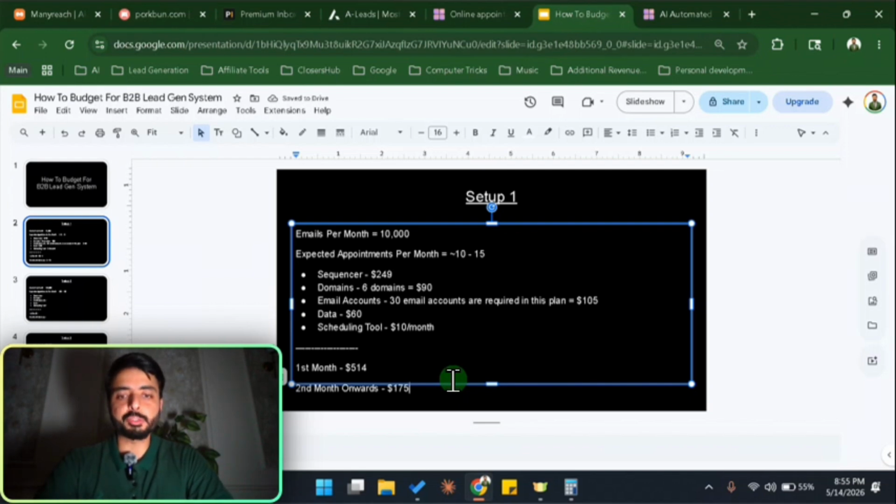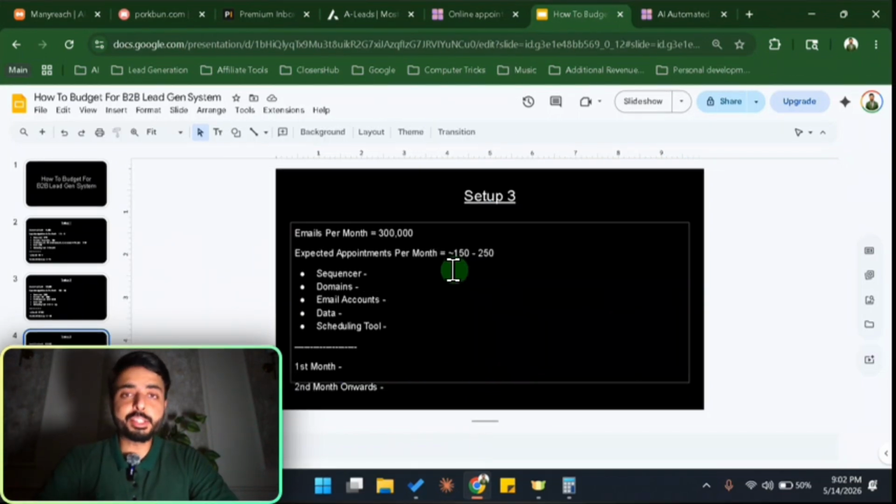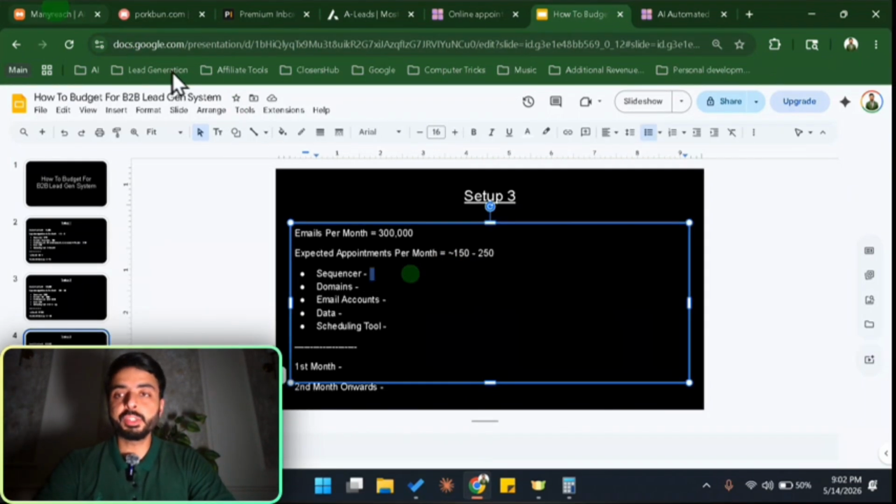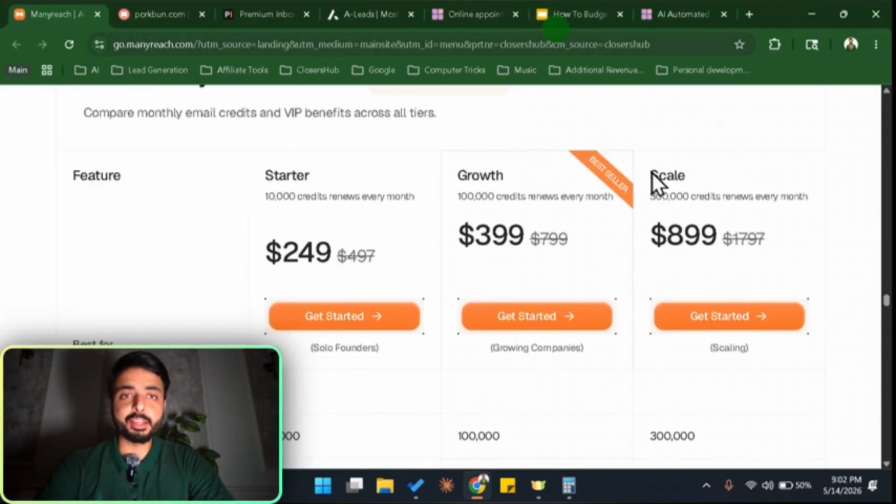So this is going to be your investment. Now let's do some calculation for setup number 3. For the sequencer, you're going to need a plan of ManyReach that is $899.